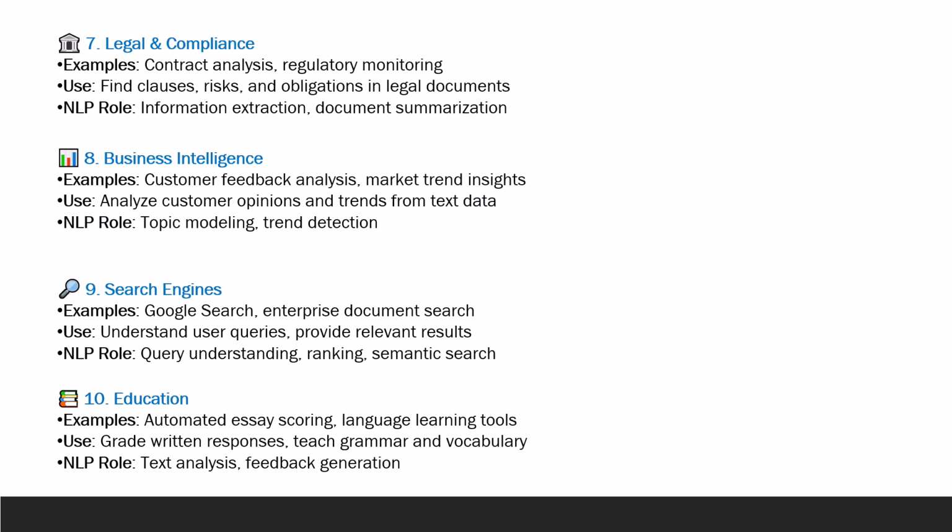Now coming to the seventh one, legal companies. Legal NLP helps in scanning contracts, finding risks, or summarizing lengthy regulations. Now coming to the next one, business intelligence. Business intelligence also uses NLP to analyze customer feedback and track market trends. It helps in identifying patterns, customer sentiment and emerging issues.